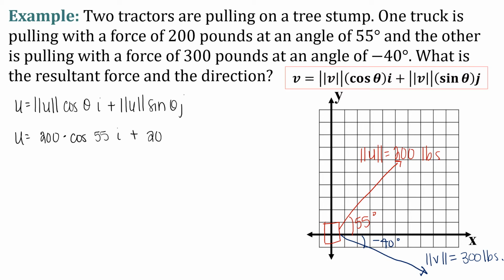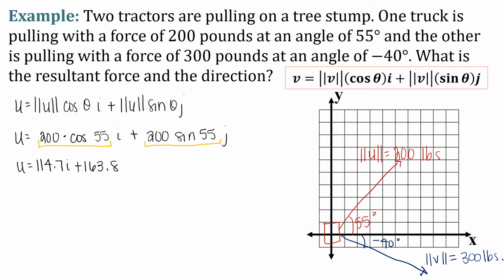Once again, the magnitude of U is 200. The angle is 55. So I'm going to plug both of these into my calculator to get an answer. Now, because I'm going to continue to rewrite these, I'm only going to round them to the nearest tenth. So 200 times the cosine of 55 is 114.7. And then 200 times the sine of 55 is 163.8.